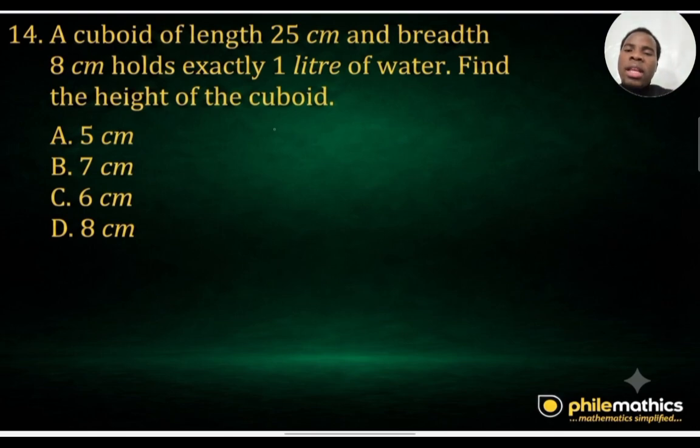We know that the volume of a cuboid is simply length times breadth times height. But instead of them giving us the volume in centimeter cube, we were given 1 liter. So we have to convert 1 liter to centimeter cube. We know that 1 liter is 1,000 centimeter cube.